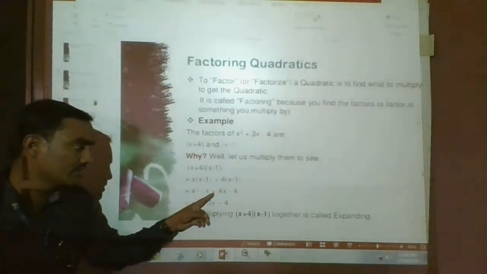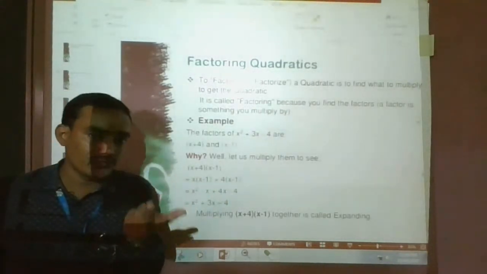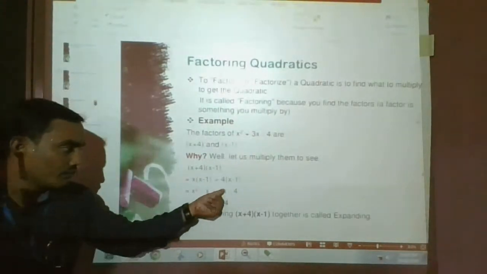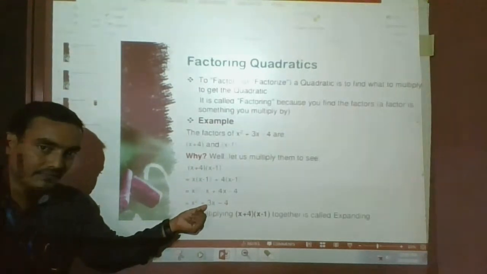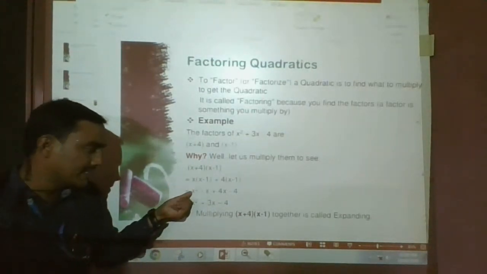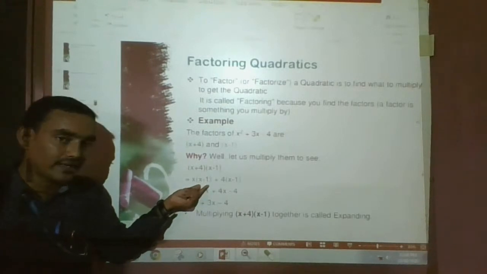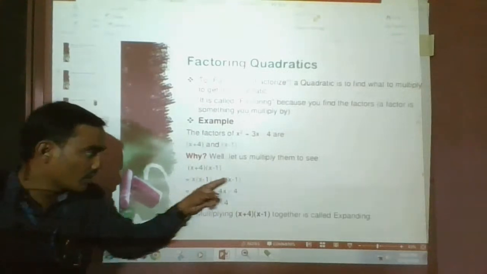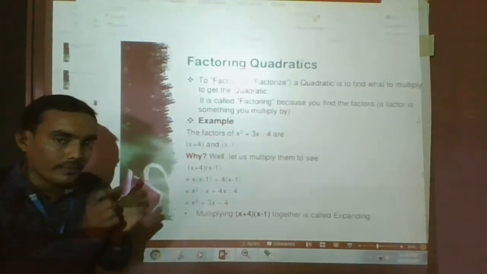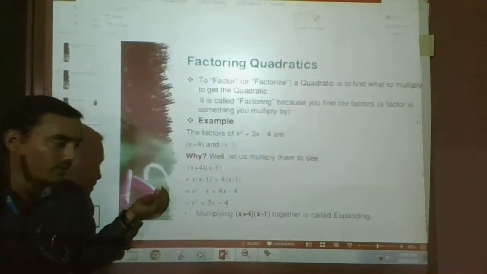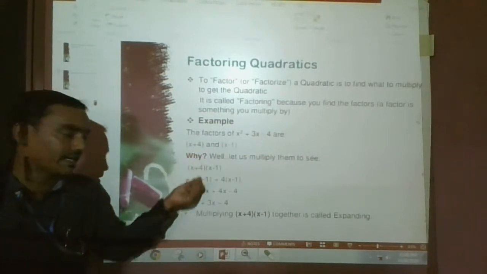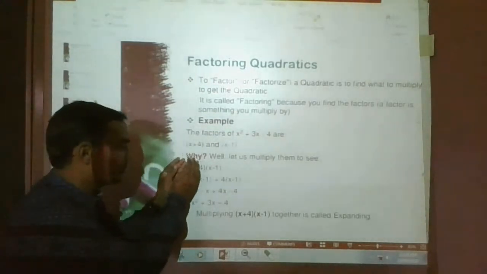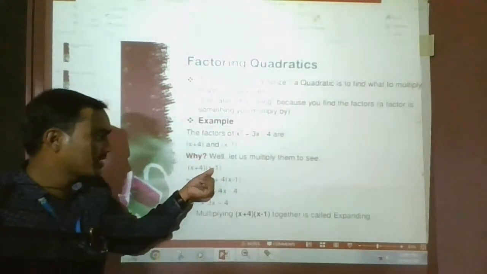It means 4 ones are 4. After multiplication, you will get 4x square. After subtracting, you will get plus 3x. See, 4x minus x is plus 3x. Now, in between these two, x is common, so x into bracket x minus 1. And in between these two, 4 is common, and the remaining is x minus 1. Overall, x minus 1 is common. So I take x minus 1, and the remaining one is x plus 4 in the second bracket. So one factor is x plus 4, and another factor is x minus 1.